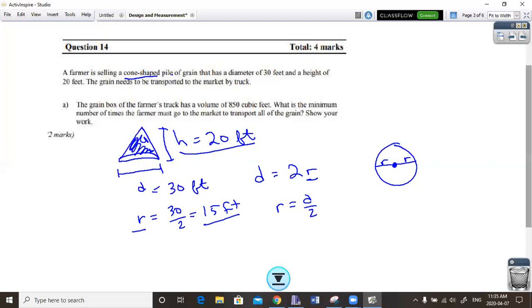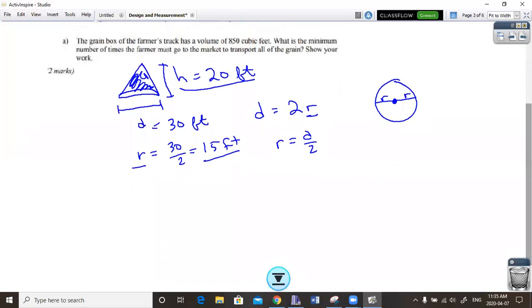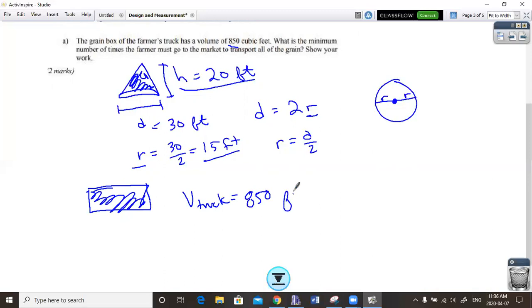The grain box of the farmer's truck has a volume of 850 cubic feet. So basically, this grain truck shows up and they fill it with grain, and it can hold a maximum of 850 cubic feet. That's assuming they don't make a big pile above the top of the trailer. If I draw the typical truck trailer like this rectangle, you're going to fill it with grain there. You're not going to go above. So the volume in the truck is 850 cubic feet.